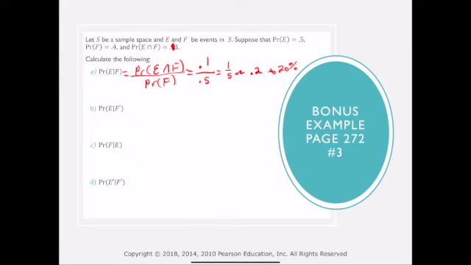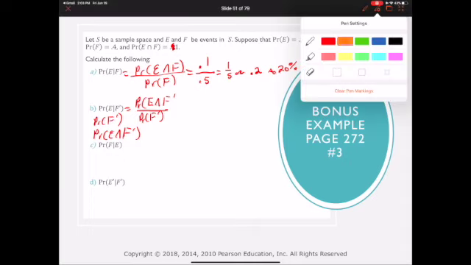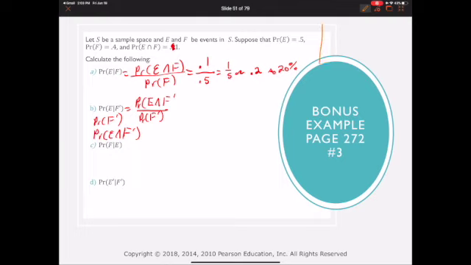Now I want to know the probability of E given F complement. The first thing I need to do is find the probability of F complement, because this is going to be the probability of E intersect F complement over the probability of F complement. So I need to find the probability of E intersect F complement. How am I going to do that? Well, one thing I really like to do is draw Venn diagrams. Here we have our nice little orange Venn diagram. I've got my sample space S and two overlapping events, E and F.